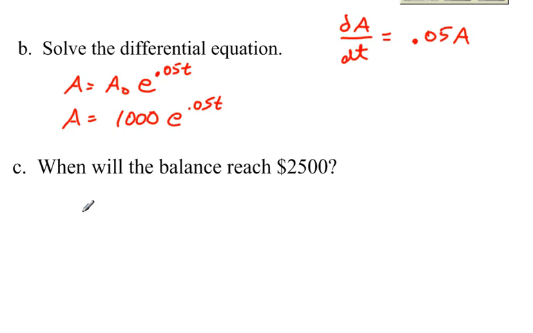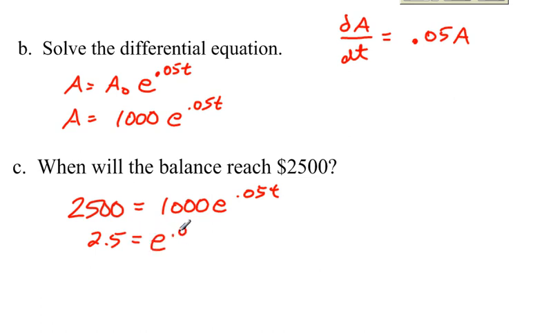Part C asks, when will my balance be 2,500? I'm going to put 2,500 right in here. 2,500 equals 1,000 e to the 0.05t. Divide by 1,000. 2.5 equals e to the 0.05t. Natural log of both sides. And last thing, we just divide, and we can see that the natural log of 2.5 divided by 0.05 tells us it's going to take 18.3 years for our $1,000 to grow to 2,500 strictly with 5% interest.